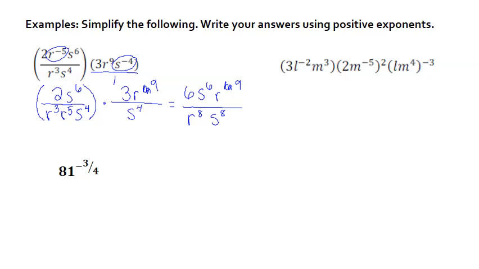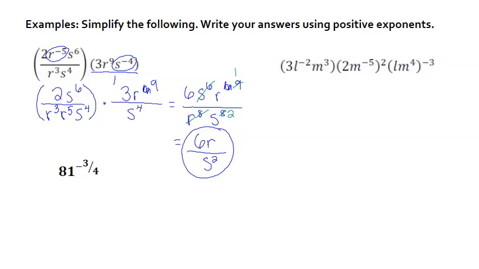So I have 6 x's in the top, but I have 8 in the bottom, which is going to leave me with a total of 2. I have 8 r's in the bottom, but 9 in the top, so I'm going to have 1 left over. So my final answer here is going to be 6r over s squared.